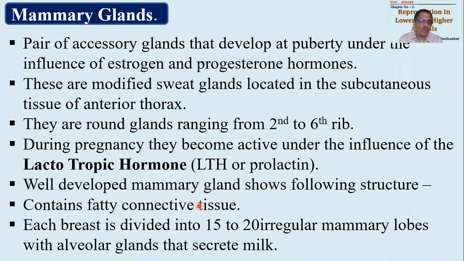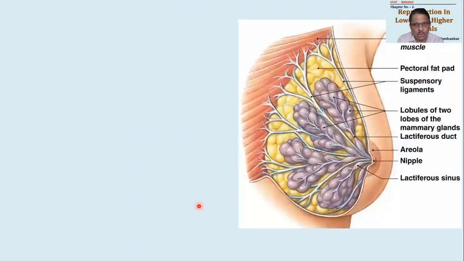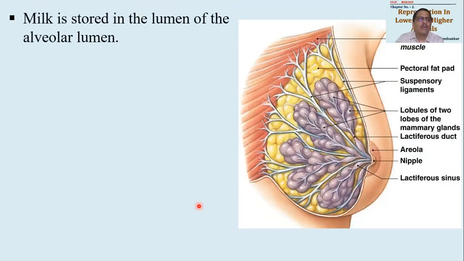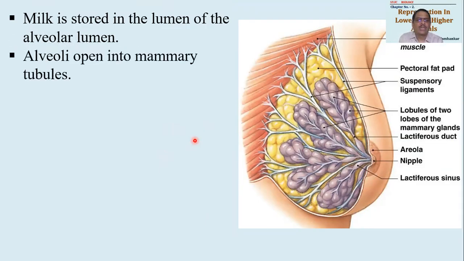This mammary lobules will be having alveolar glands, and these alveolar glands will secrete milk. So alveolar glands में से milk secrete होना शुरू हो जाएगा. यहाँ पे इसका स्ट्रक्चर थोड़ा सा रिवील करके दिया हुआ है, वो बाद में स्ट्रक्चर हम लोग देखते हैं, डायग्रामेटिक रिप्रेजेंटेशन. Milk that is produced will be stored in the lumen of alveolar space, and then after this it will open, alveoli will open into mammary tubules.